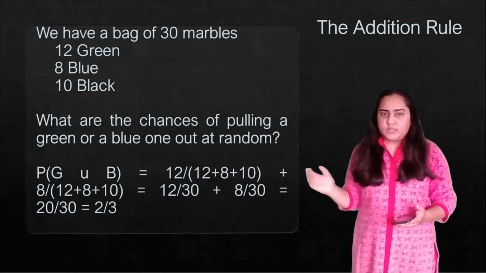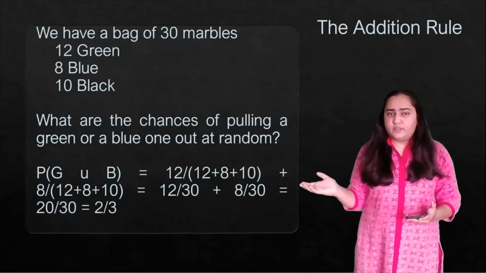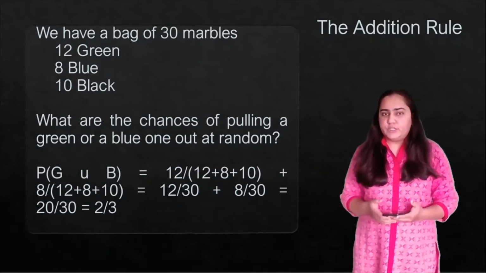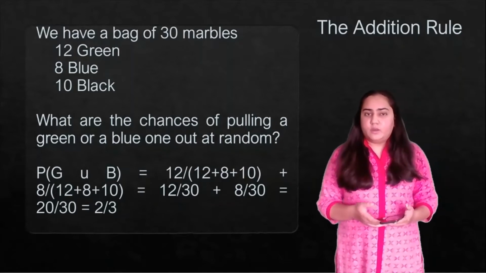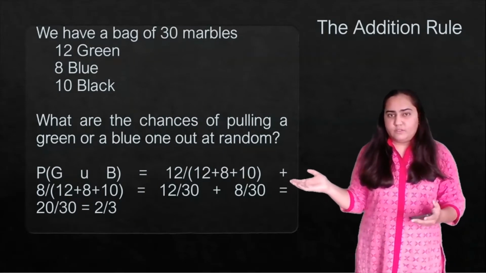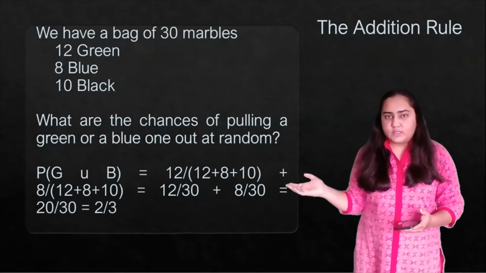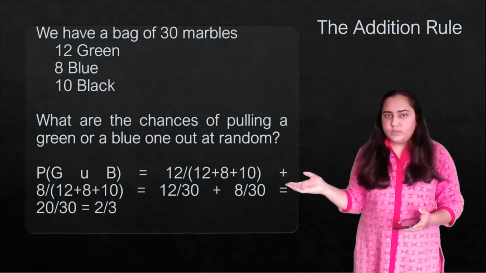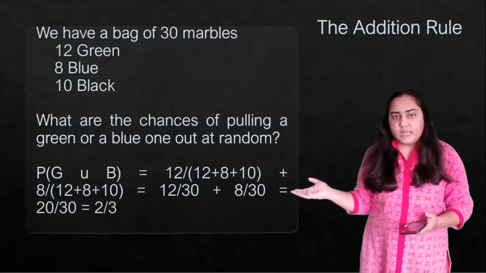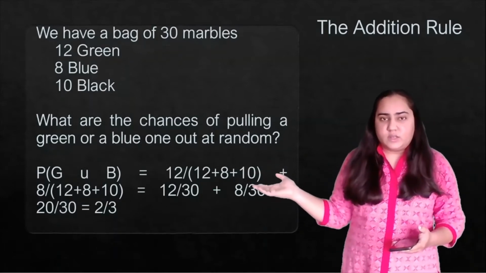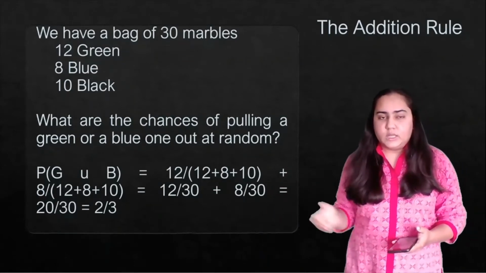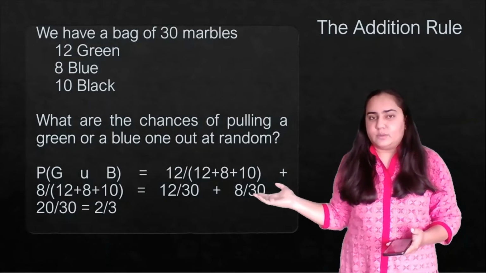So it can be calculated like this. We want to find the probability of getting a green or a blue marble. So it is P of G union B, which is going to be equal to 12 divided by 12 plus 8 plus 10, and then you're going to add to it 8 divided by 12 plus 8 plus 10.